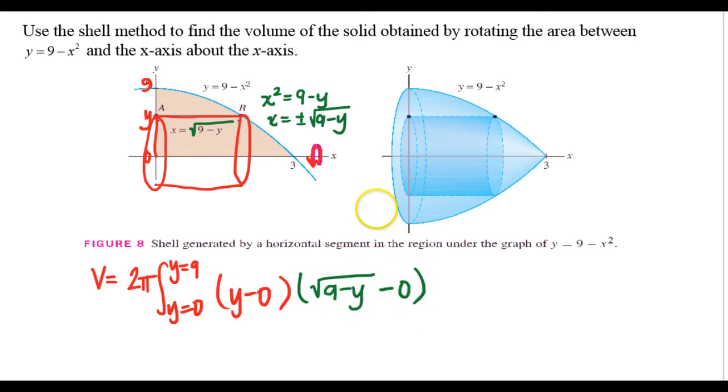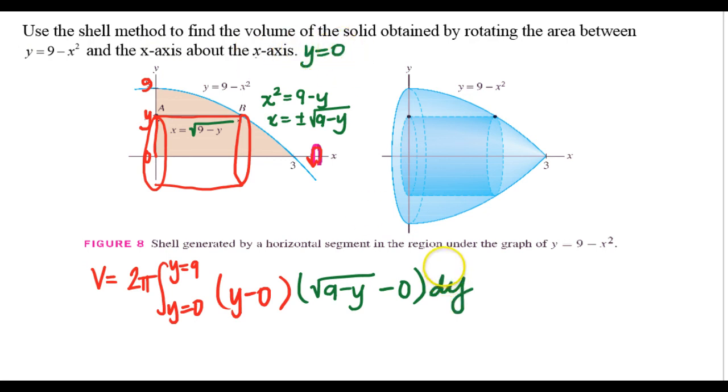So the shell method isn't always exempt from having to solve the function that you're given to make it in terms of the other variable. We had y as a function of x. We needed x as a function of y since I'm rotating around the x-axis, which is y equals 0.